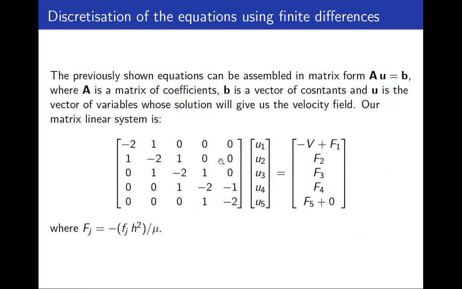So these kinds of matrix systems are very common in computational fluid dynamics. These systems are known as sparse matrices, because the majority of the elements are 0, which are the ones that are outside the diagonal, and the diagonal elements are non-zero.